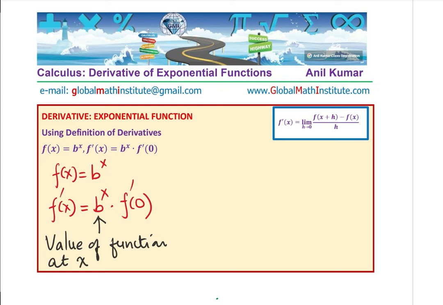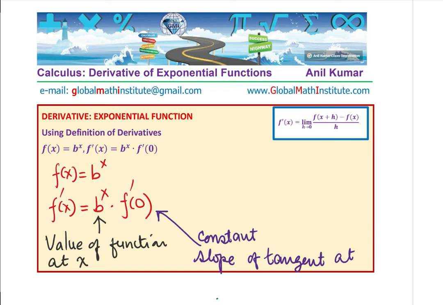And what is this? This is a constant. Slope of tangent at the y-intercept. Because at the y-intercept, we have x equal to 0, right? So that is a constant at the y-intercept. It really means that we have come out with a very interesting result, that the derivative of an exponential function is the value of the function times this constant.